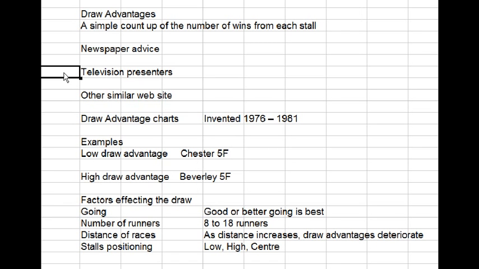Television presenters also come out with very wild statements and may just present 10 results of just one past race and put that forward as a draw advantage. Now 10 results is a very small sample, and I don't believe that these people really have time to spend the time necessary to assess any draw advantage at all.